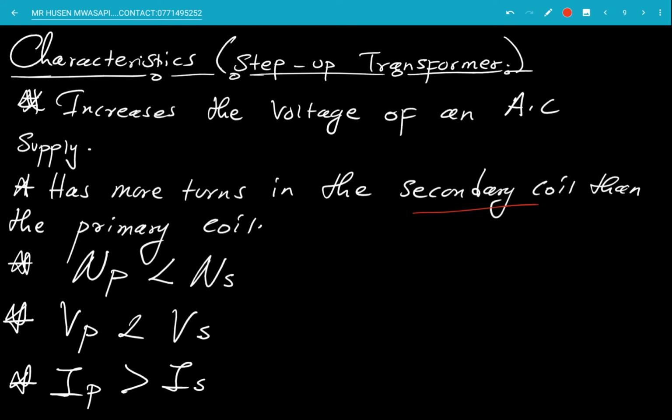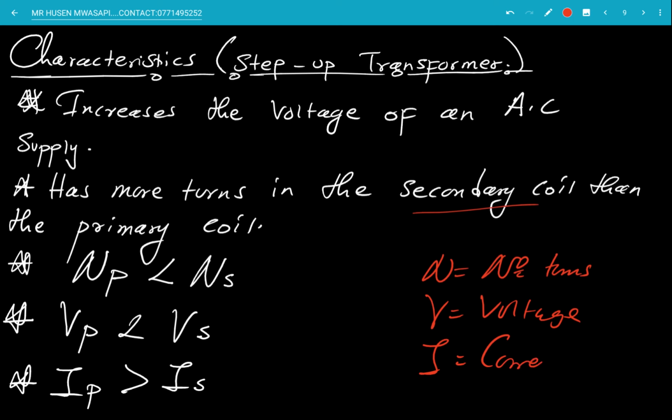That's why we were talking about the number of turns. N represents the number of turns, just so you know. Then V represents the voltage. Then I represents the current. So this implies that the number of turns in the primary is less than the number of turns in the secondary, and the voltage in the primary is less than the voltage in the secondary. And the last characteristic is that the current in the primary is greater than the current in the secondary. So be mindful about that. The number of turns in the primary coil is less than the number of turns in the secondary coil.